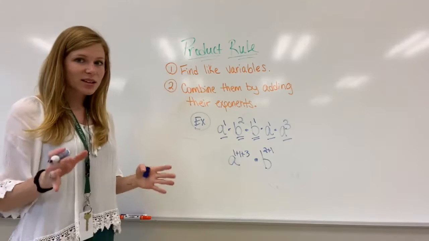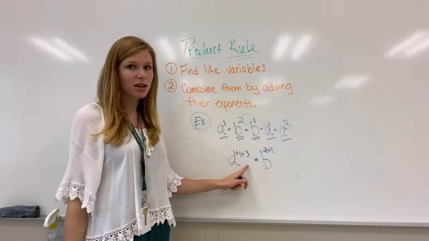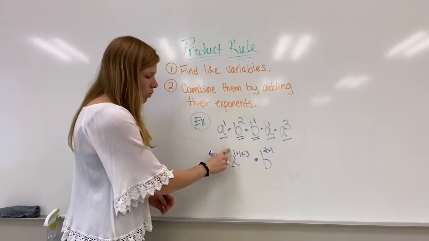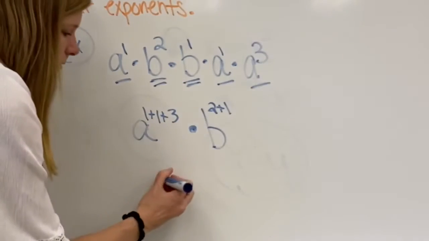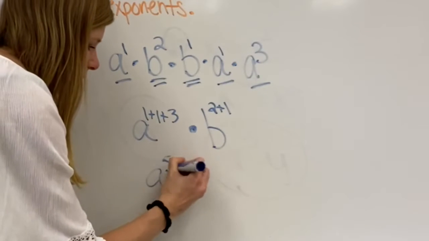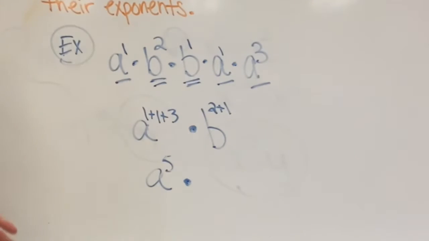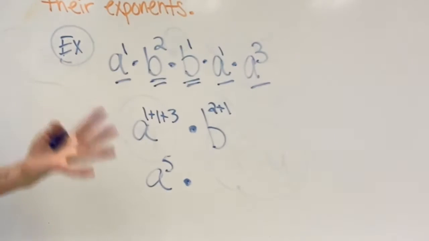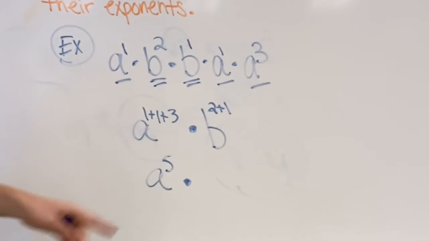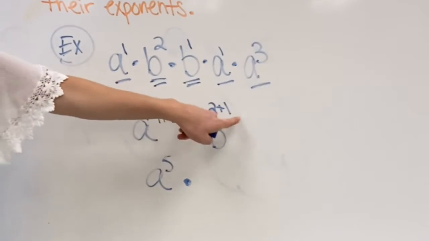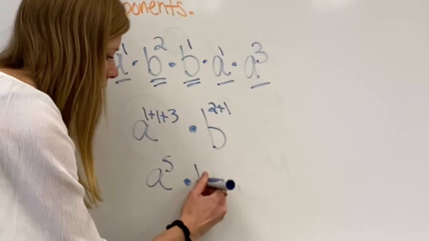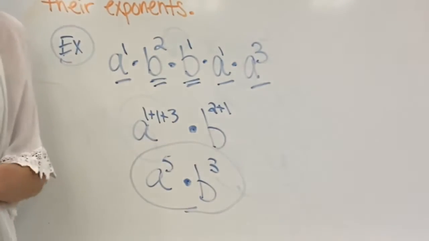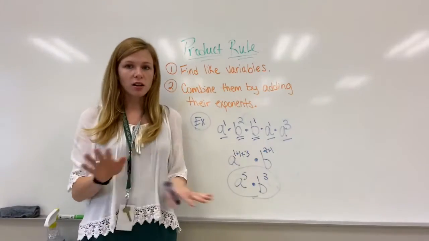Okay, I'm not done yet. I do not want these plus signs in the exponent area. I need to keep simplifying. So I have 1 plus 3. So my final answer for a is going to be to the 5th power. Bring down my multiplication sign. This multiplication sign just comes from the original expression. Everything's combined using multiplication here. b to the 2 plus 1. So that gives me a 3. I cannot simplify any further than that because a and b are not alike.